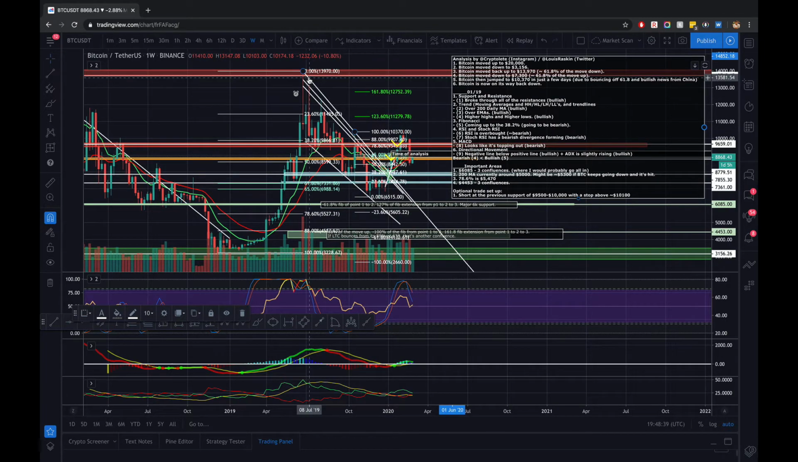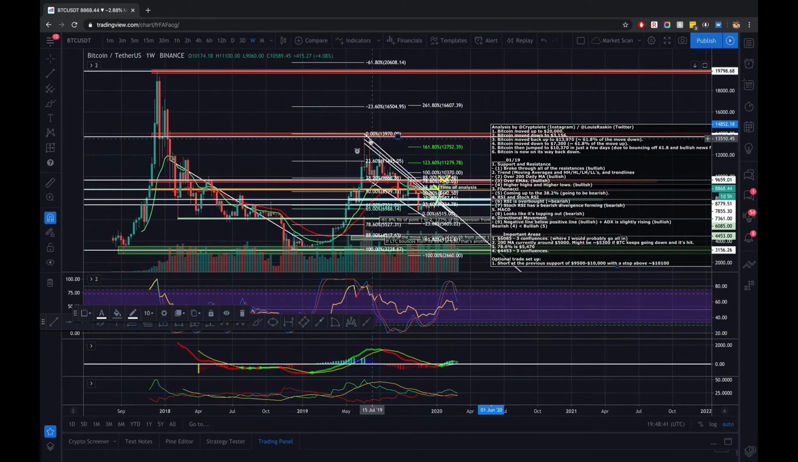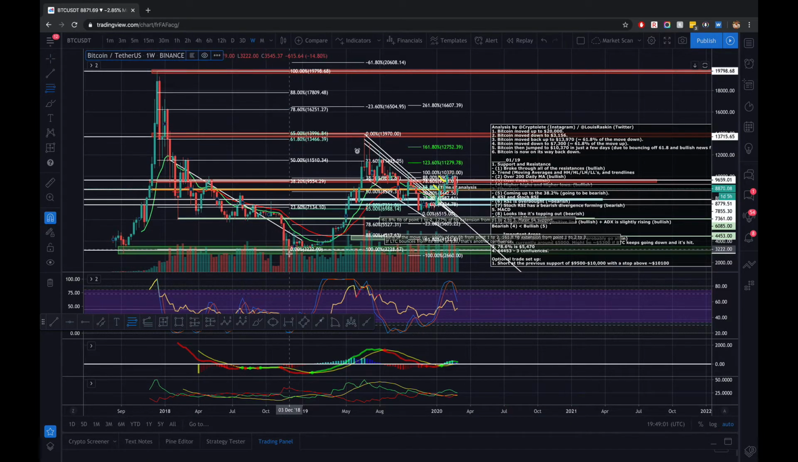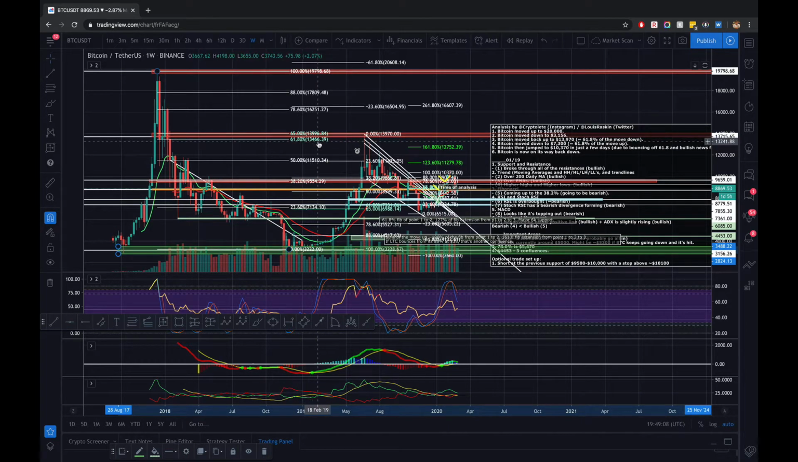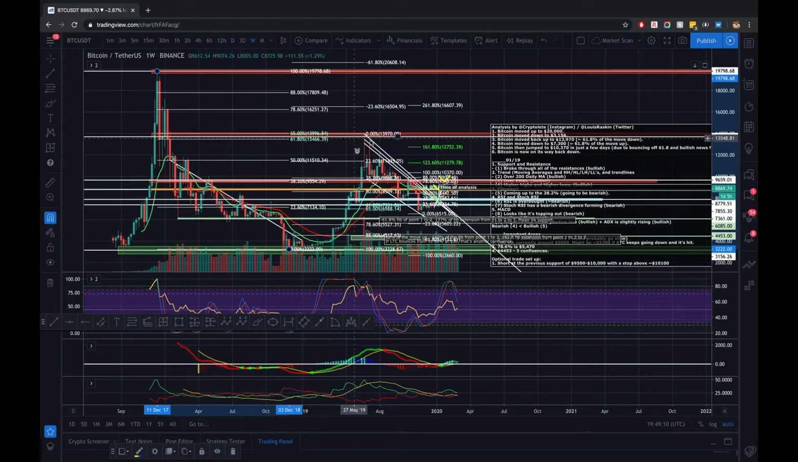The reason why this was the take profit area is because this was around 61.8%, which is the golden ratio, the golden number for the Fibonacci of this move down. You could see that by clicking on the Fibonacci tool and then clicking from the top to the bottom, and you can see that here's the 61.8%. So that's why I took my profits right around here at 13,500.